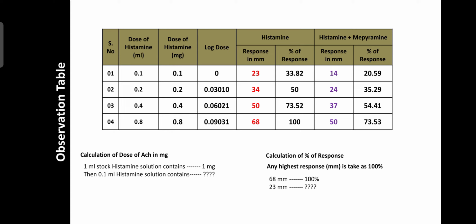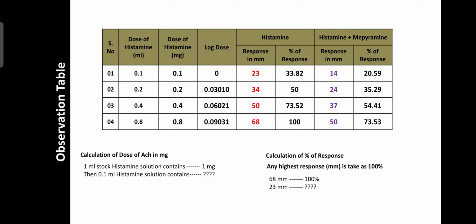After this, tabulate all the observations. The observation table consists of serial number, dose of histamine in ml, dose of histamine in mg, then log dose, then histamine responses in mm and percentage of response. Then after that, responses of histamine in the presence of mepyramine in mm, and you can also calculate the percentage of response as shown in the observation table.